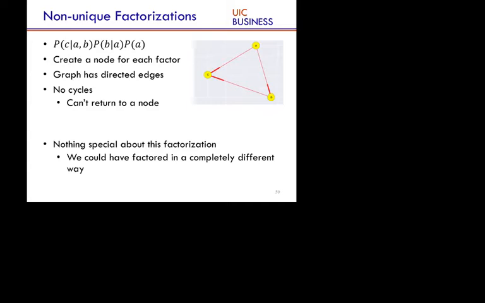So there are 2 edges going into C, and then there's an edge going from A to B. That is this edge, and so there are 3 edges in this directed acyclic graph. In particular, you can see that if I construct a graph like this, there are no cycles. You can't return back to the original node. But there's nothing special about this factorization, so we could have done some other factorization and gotten some other directed edges.